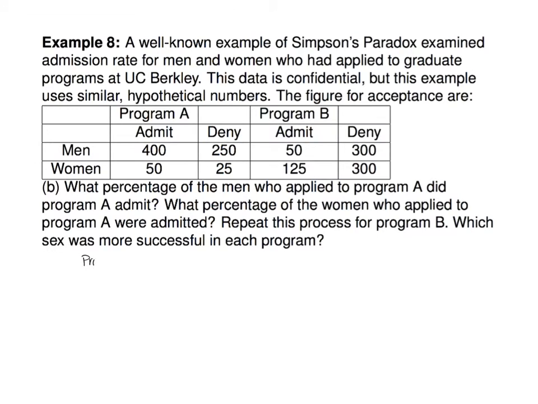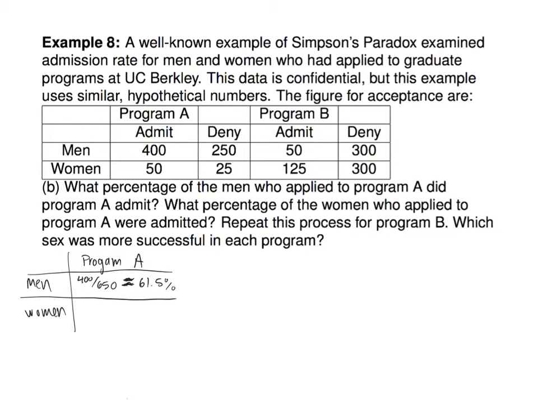Okay, so I'm going to do the same thing, but for the different programs. So for program A, what percent of the men who applied to program A were admitted? So it'd be 400 out of how many? 650, which is approximately 61.5%.